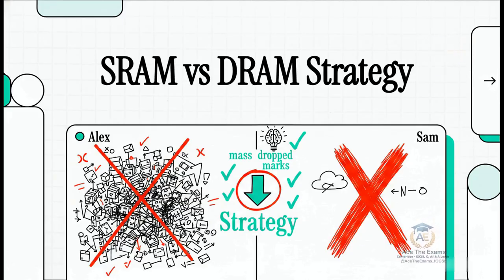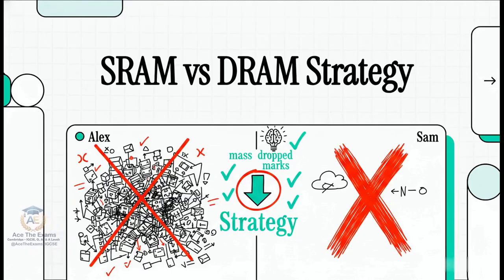On one side, we have Alex. Now, Alex is what we call an overloader. When faced with a question comparing static RAM and dynamic RAM, Alex completely panics and simply dumps every single raw computer science fact onto the page. We're talking pages of unorganized notes about flip-flops and capacitors, but zero actual analysis.